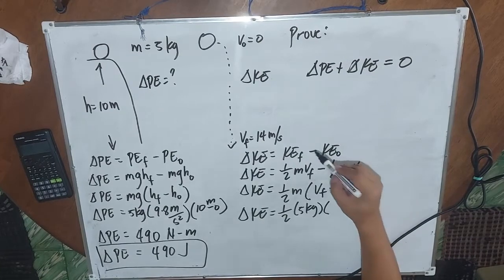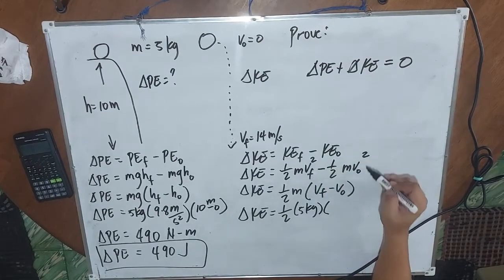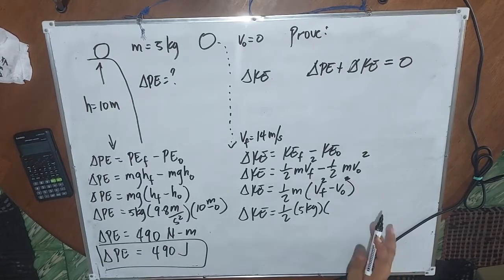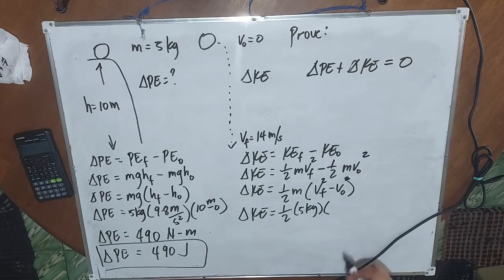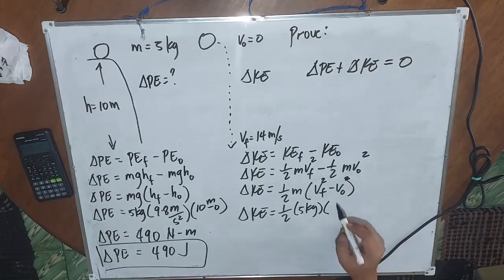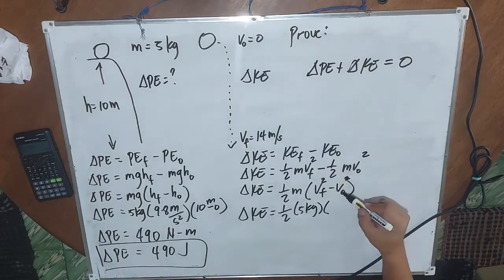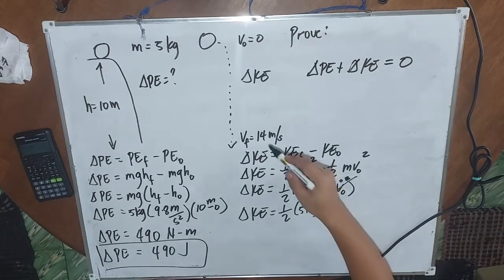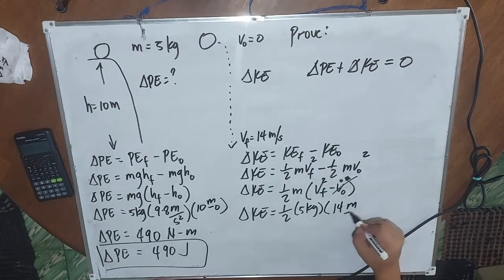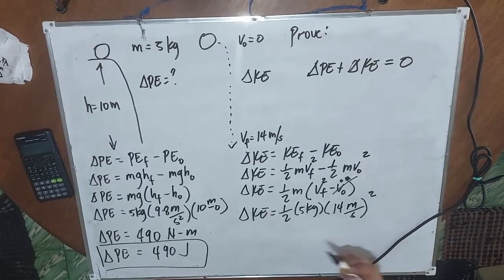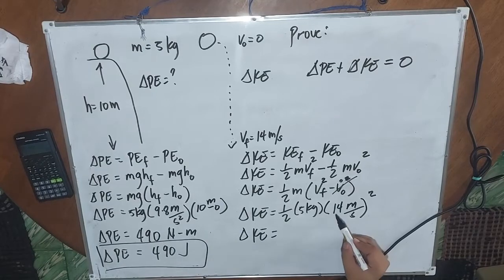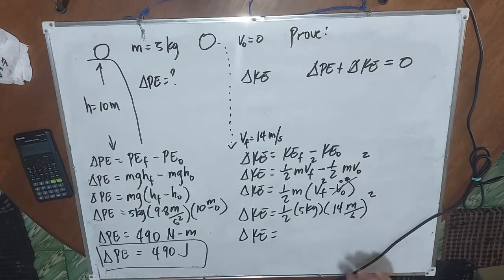And then, so this is squared, and of course, this is squared. Wag nating kalimutan ano yung mga numbers at saka letters. Kasi kung mawalan natin yung isang letter, wala na. Okay, so v initial is 0, so magsi-zero out lang naman ito. Okay, so meron tayong v final, and that is 14 meters per second, the quantity squared. So the change of kinetic energy will be, uunahin na lang natin ito, 14 squared.